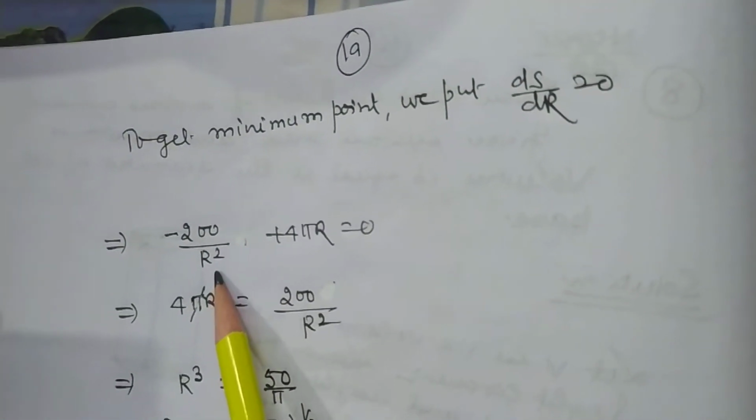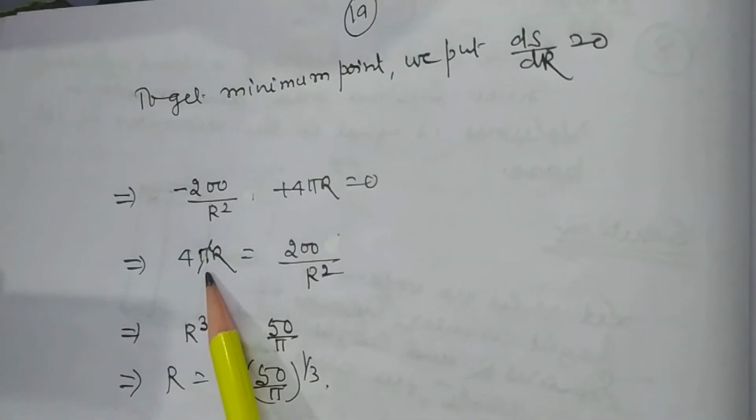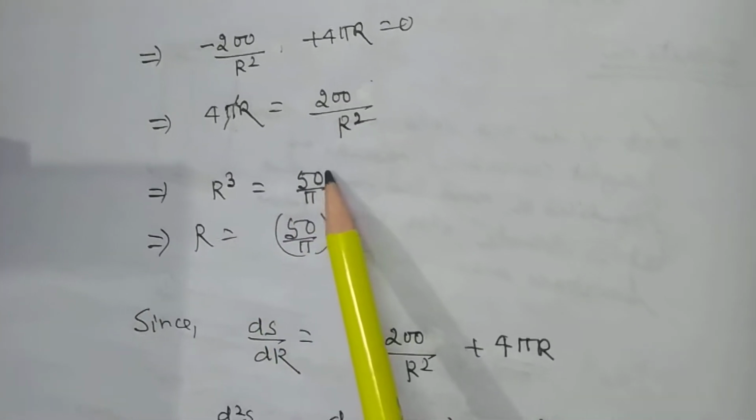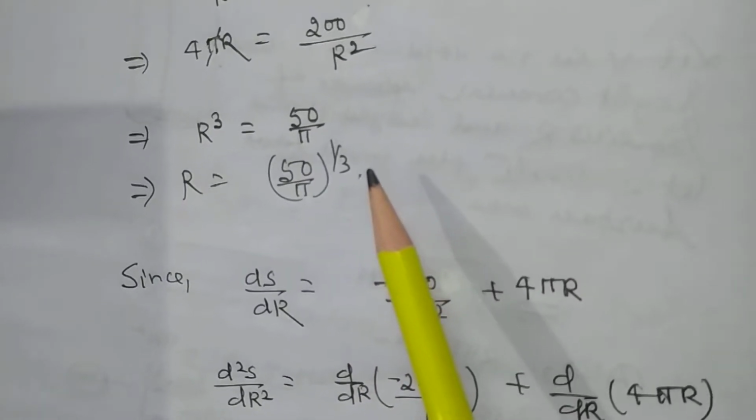So minus 200 by R square plus 4 pi R is equal to 0. So 4 pi R is equal to 200 by R square. So R cube is equal to 50 by pi. So R is equal to (50 by pi) whole to the power 1 by 3.